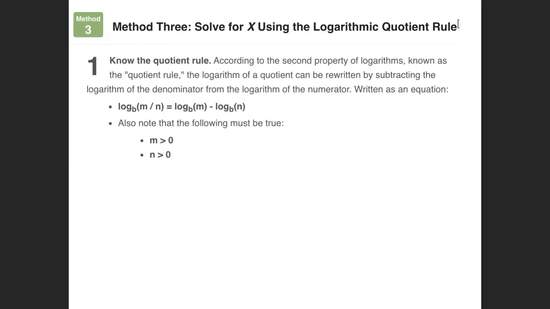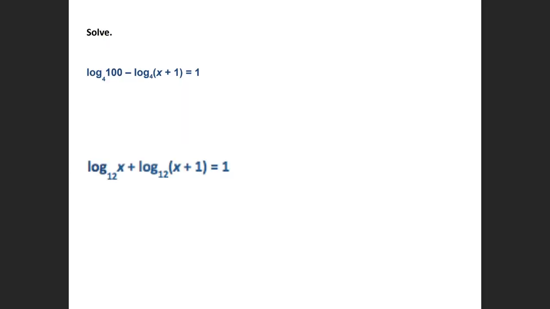Method 3. Now method 3 is just like method 2. It's just that it has a minus sign in between. So remember, if you have a minus sign in between logarithms, then you rewrite it as a division problem. If I had a problem like this, log base 4 of 100 minus log base 4 of x plus 1, I would rewrite this problem as a single log. This would give me log base 4 of 100 over x plus 1 is equal to 1.